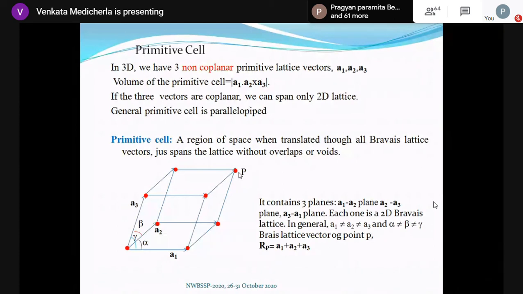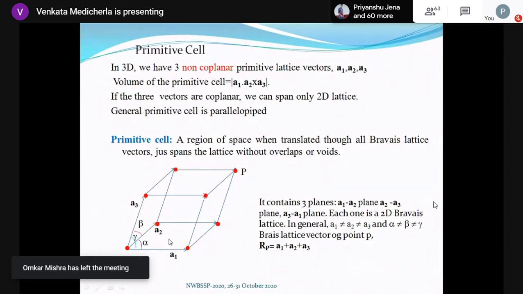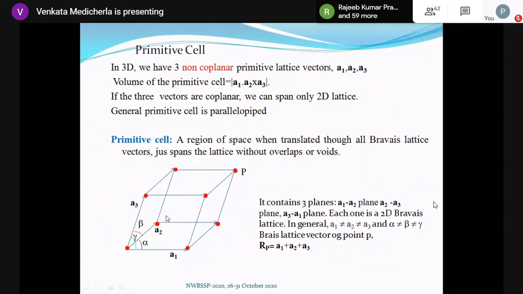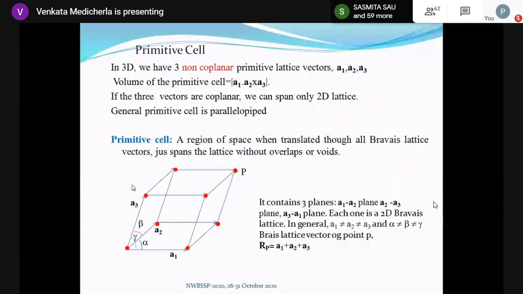Okay. So you see that the 3-dimensional primitive cell has an A1, A2 plane, right? A1, A2 constitute a plane. And if you keep on extending the A1, A2 plane, you get a 2-dimensional lattice again. And it also has an A2, A3 plane, that's like a YZ plane actually. If you extend that plane, you will get another 2-dimensional lattice. And it also has an A3, A1 plane, that's like a ZX plane. If you extend it, you will get another 2-dimensional lattice. So any particular plane in a 3-dimensional lattice, if you extend it, you will get a 2-dimensional lattice. It is just a combination of 2-dimensional lattices.